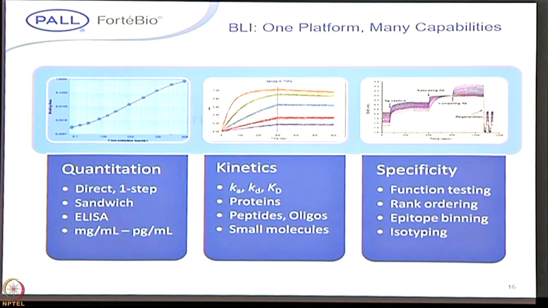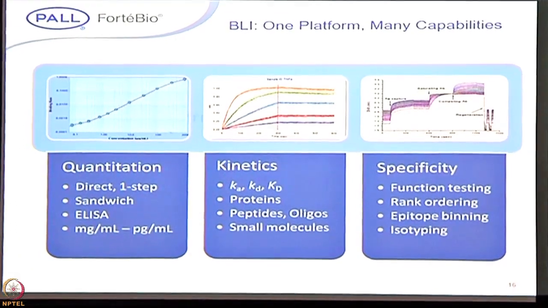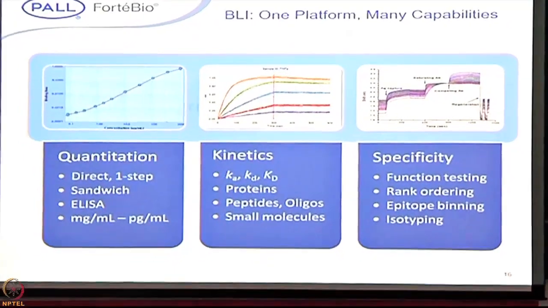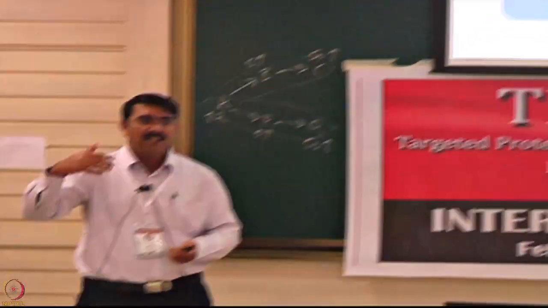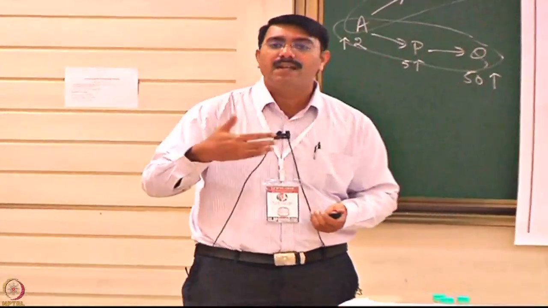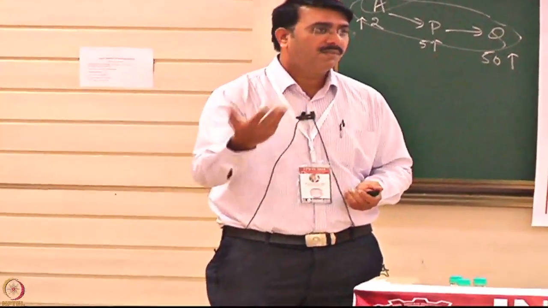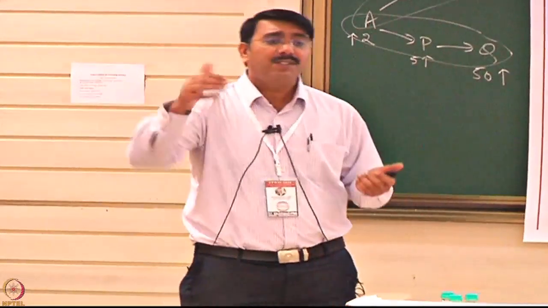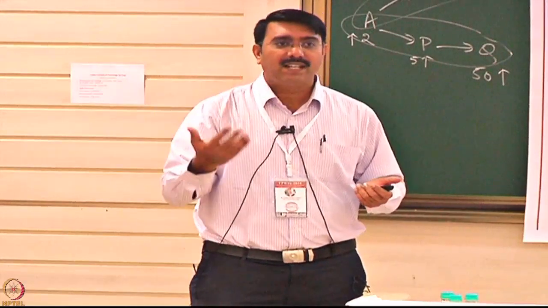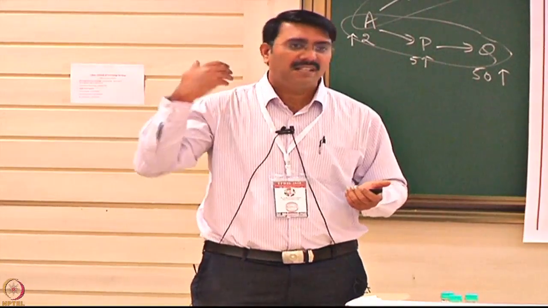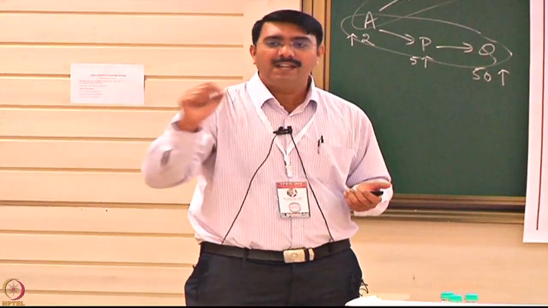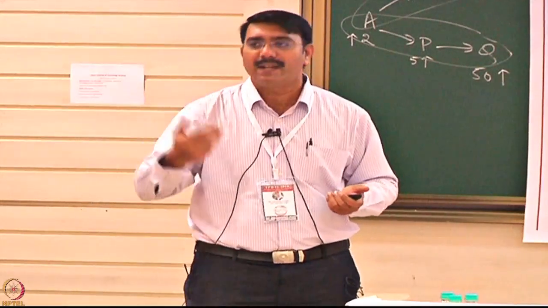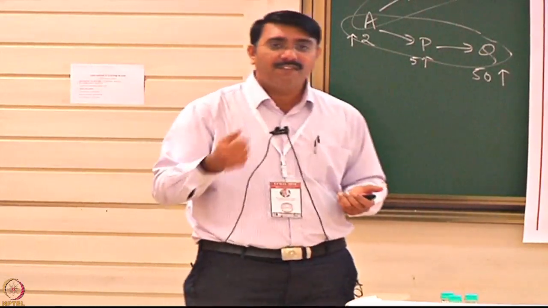So one of the important parameters is that most of you are doing quantitation based on Bradford assays or total protein content. Suppose you have a protein of interest expressed in a cell culture, or you want to determine in patient samples how much of your protein of interest is there or not. You can easily do it, because it works on dip and read. Even if there is cell debris or impurities, it is purely affinity-based interaction. You can easily quantitate using this phenomenon. So that's the advantage.